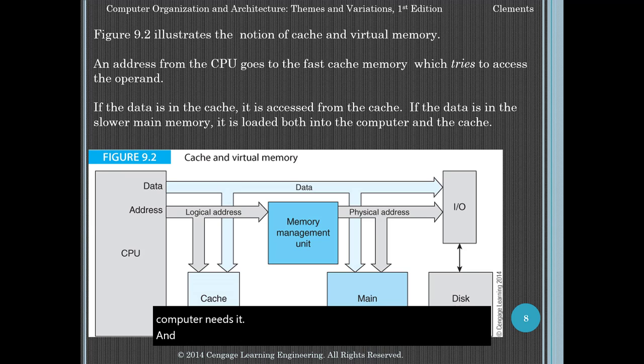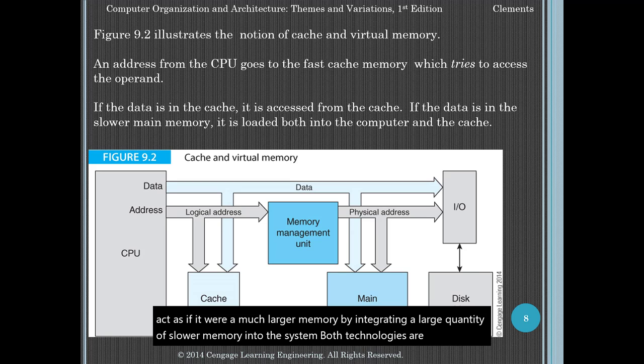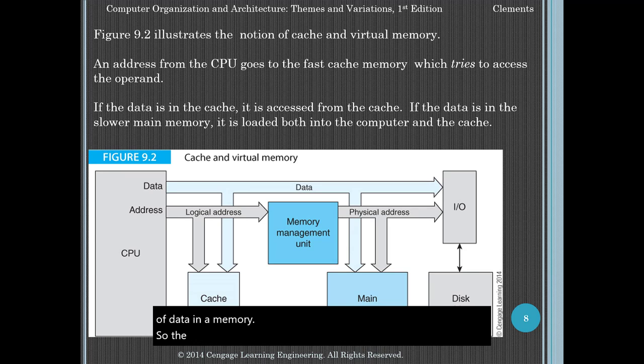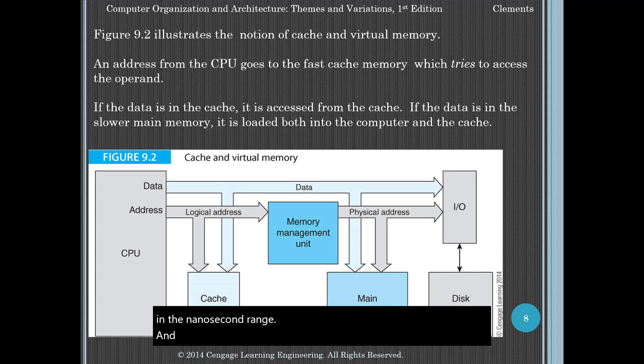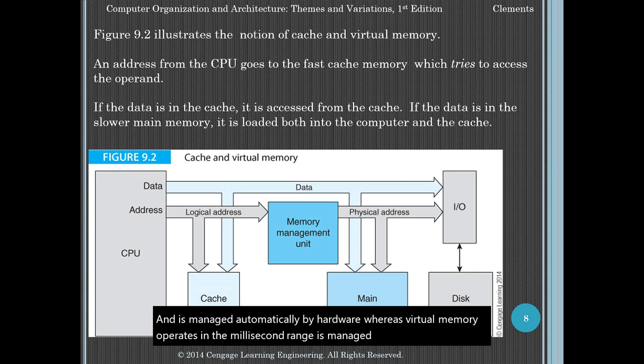And we cover cache and virtual memory together because they perform the same task. Both allow a small quantity of fast memory to act as if it were a much larger memory by integrating a large quantity of slower memory into the system. Both technologies are concerned with mapping addresses from the computer onto the actual location of data in a memory. So the difference between cache and virtual memory is a matter of speed and control mechanisms. Cache memory operates in the nanosecond range and is managed automatically by hardware, whereas virtual memory operates in the millisecond range and is managed by the operating system.